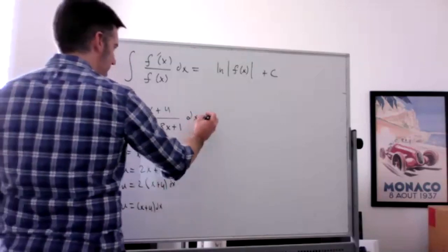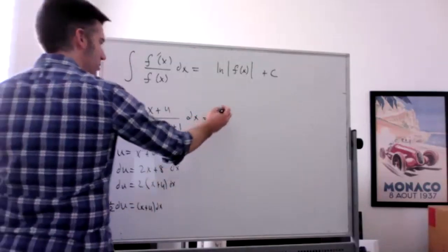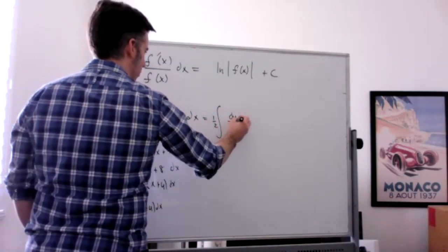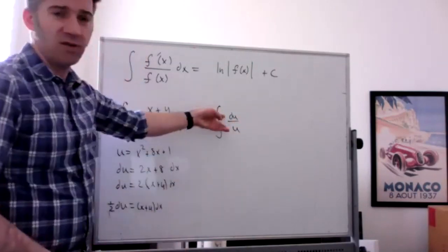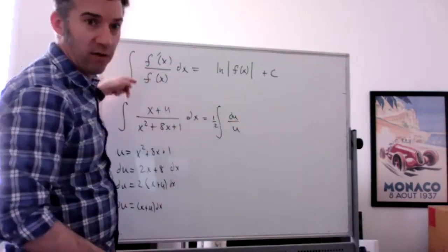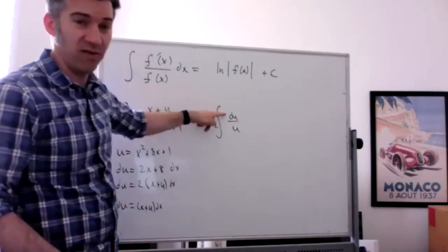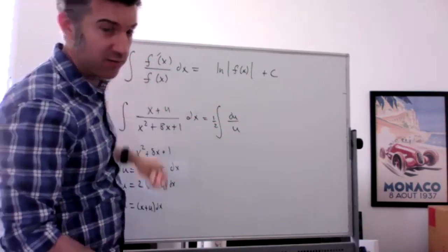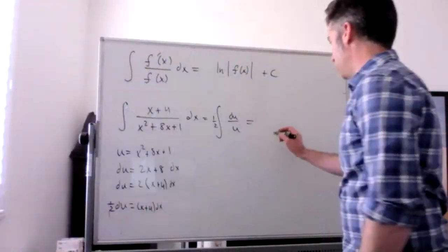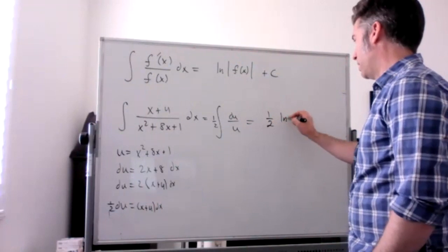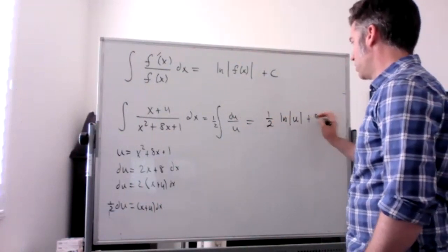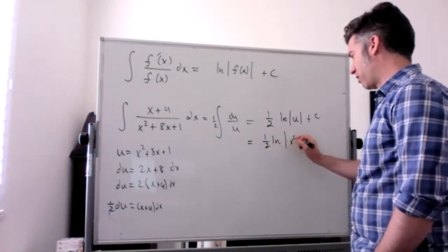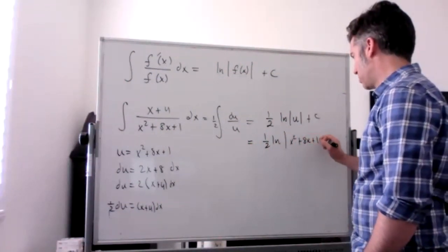And we exactly have 1/2 du over u. Du over u is just another way of saying f prime over f, right? It's the derivative of the thing divided by the thing. The integral of that is going to be the natural log of the absolute value of u, which is going to equal the natural log of the absolute value of x squared plus 8x plus 1.